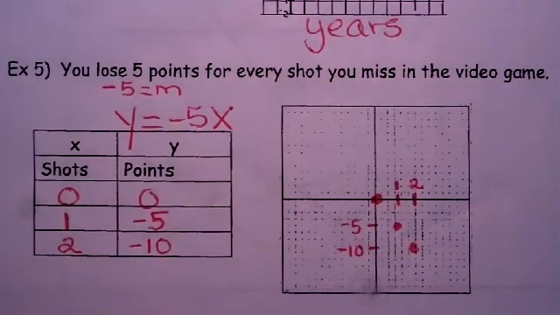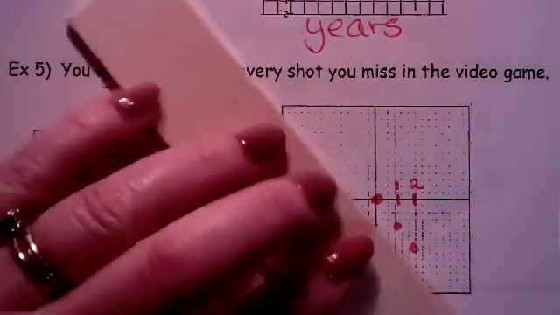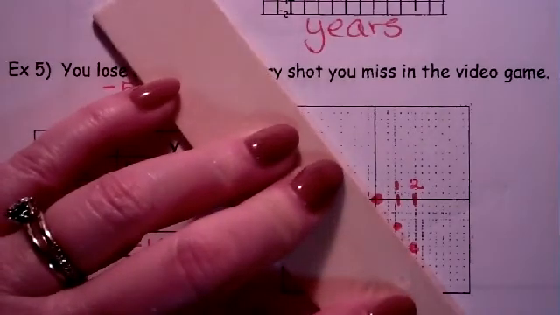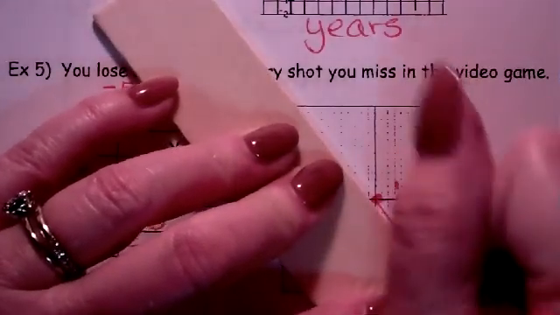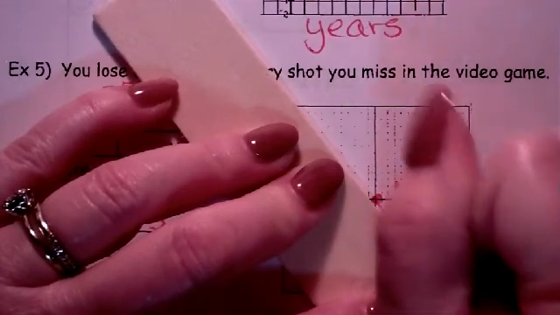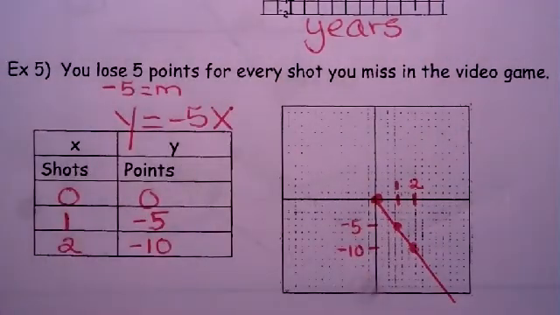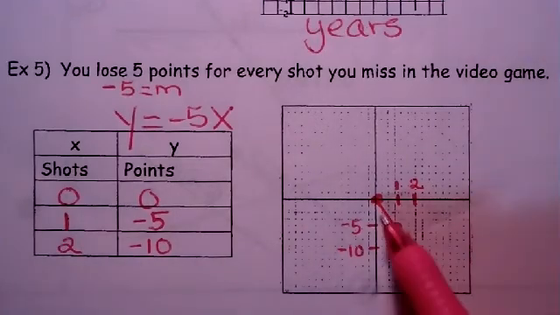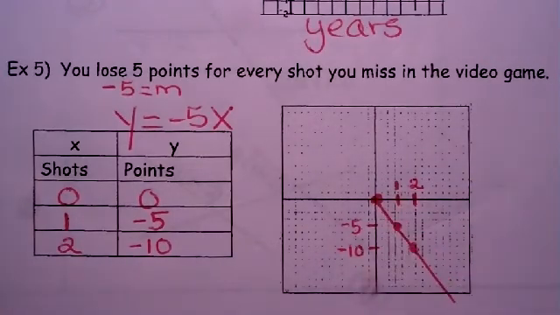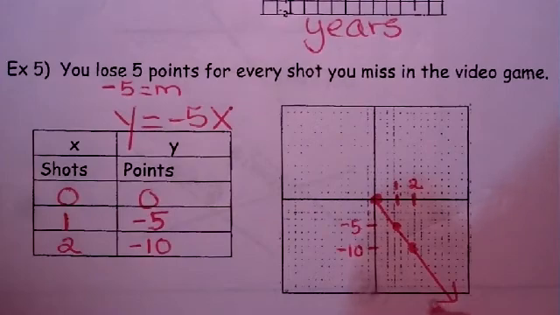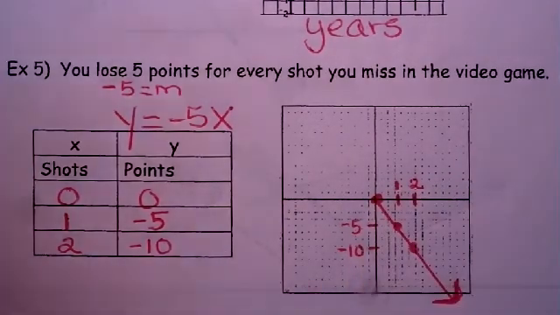Okay? Now, when I connect these, where's the arrow? Where is the end point? This time, the end point is a maximum, okay? Because we're losing points. We can never go in towards positives, okay? So 0, 0 is as high as you can go. I can keep missing. If it was me playing the game, definitely missing. But I can keep this going that way.